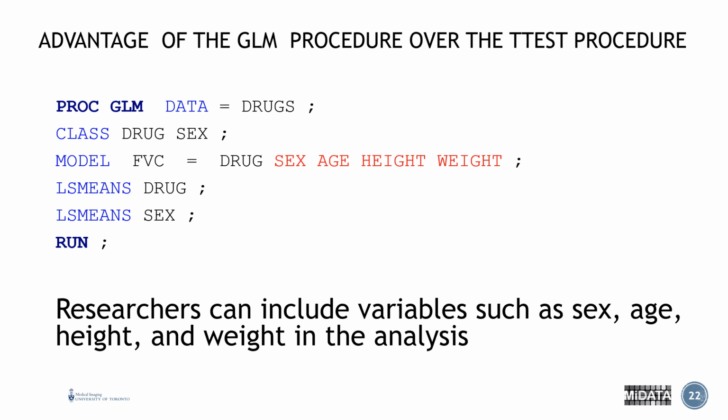So this leads us back to this advantage of using the GLM procedure as compared to the t-test. And you can see here, I've highlighted in red the difference, right? If you only include the group variable, then you're essentially doing a t-test. And we've shown that if you run proc GLM with just a single group variable, you get the same results as doing a t-test. But in this case, researchers can include variables such as sex, age, height, and weight in the analysis and use proc GLM. And this is going to be much more powerful for you in terms of analysis because you can take into account the differences in balance between these groups and their relationship with the outcome.